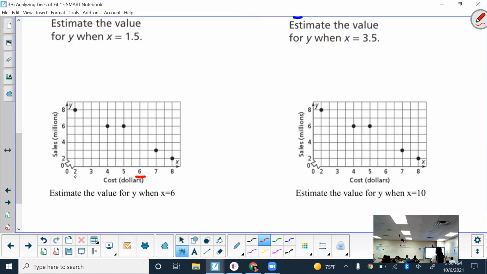So my data goes from 2 to 8. 6 is in between that, right? So it should be interpolation. It falls within the range of data.